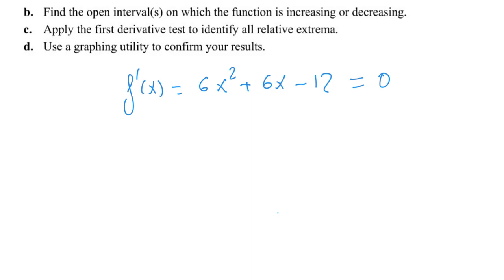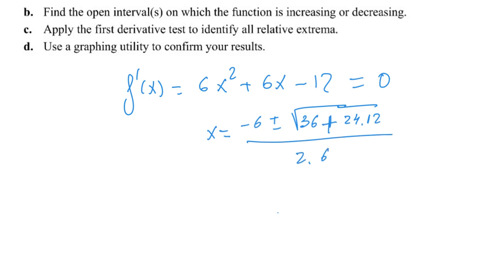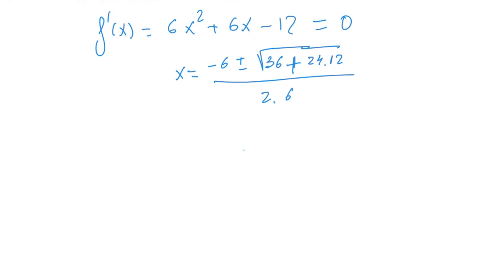Let's see where this equation is satisfied. How do we solve this equation? x equals minus b, minus 6, plus or minus the square root of b squared, 6 squared, minus 4 times a times c. 4 times a is 4 times 6, 24. 24 multiplied by 12. Divide by 2a, 2 times 6, is 12. So x will be minus 6 plus or minus the square root of 36 plus 24 times 12.